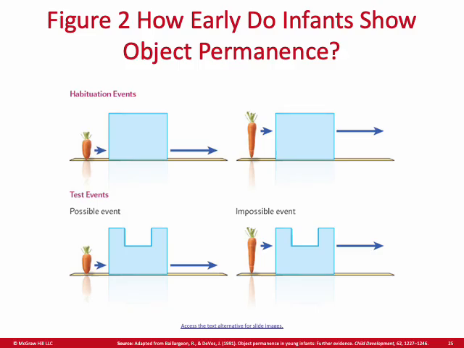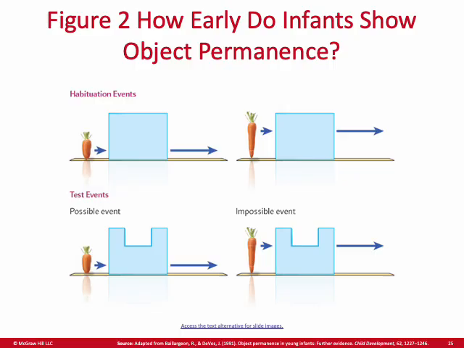In this figure, we talk about object permanence and show how early infants are able to demonstrate that. In the violation of expectations experiment, 3.5-month-olds watch a short carrot and then a tall carrot slide along a track and then disappear behind a screen and then reappear. After they become accustomed to seeing these habituation events, the opaque screen was replaced with another opaque screen with a large notch at the top for the test events.